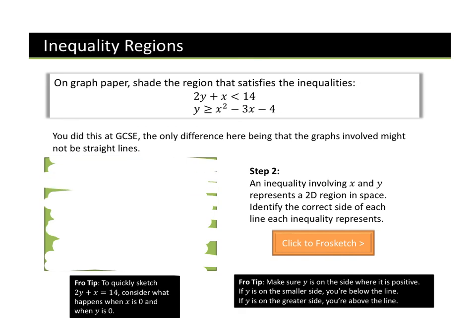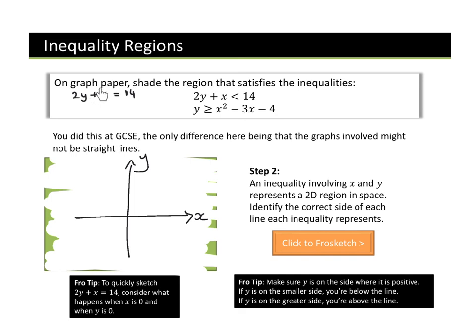Perfect. Okay, so we're going to draw our axes. This is my x, this is my y. Okay, so we've got 2y plus x is less than 14. So that's the equation 2y plus x equals 14.